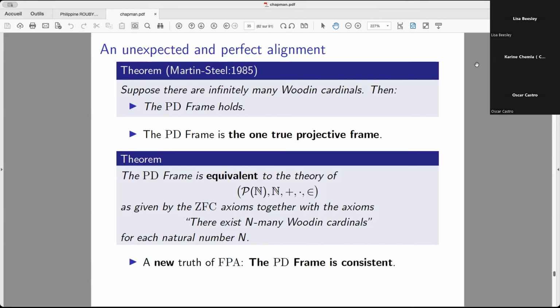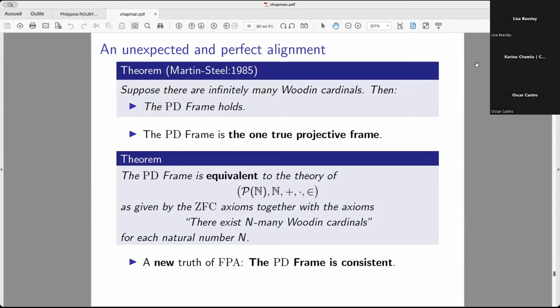And out of that comes a new truth of FPA. The PD frame is consistent, which wasn't at all obvious. So that's a new claim. That's a new falsifiable claim that the PD frame is not contradictory. And you can't prove it from set theory. There's no plausible way to justify this falsifiable claim other than the conception of the universe of sets in which there are Woodin cardinals. In other words, in which the PD frame is true. No one has come up with another explanation so far.